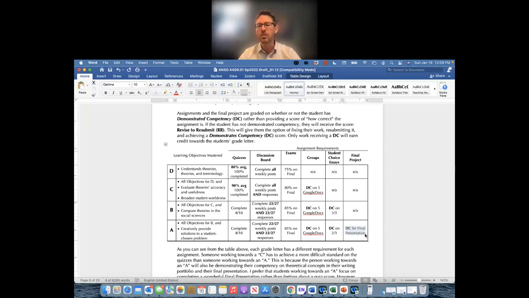Essentially, when you are looking at a grade, let's say you've got a little bit of a busy semester, so you think you're not going to be able to put all the time into this class, and you're like, okay, I'll shoot for a B. Then you just look at this row and make sure for each of these that you've done 8 out of 10 of the quizzes, you've done 22 out of 27 weekly responses and posts, you got 85% on the exam, you've done the groups, and you've done the student choice essays. And if you have demonstrated competency in all of those boxes, great, you are ready to go.